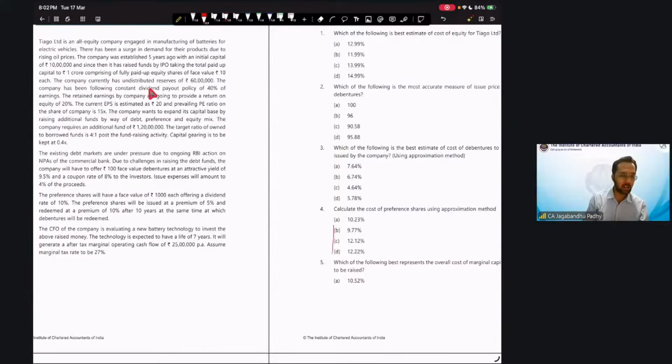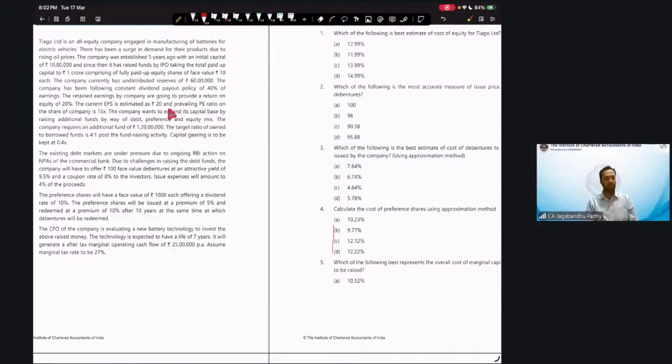The company currently has undistributed reserves of 60 lakhs. So out of total, paid up capital is 1 crore. Additionally, we have undistributed reserves of 60 lakhs. The company follows a constant dividend payout policy of 40% of earnings. The retained earnings by the company are going to provide a return on equity of 20%.